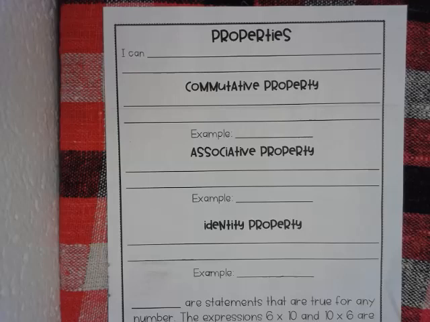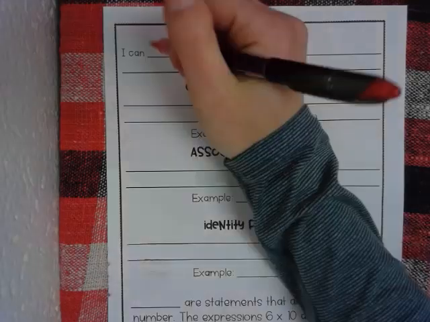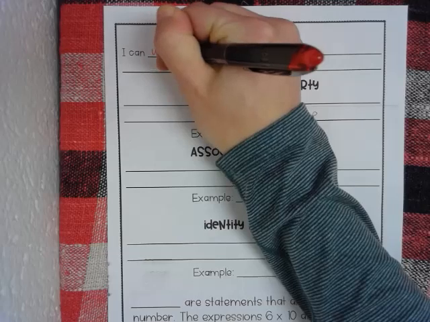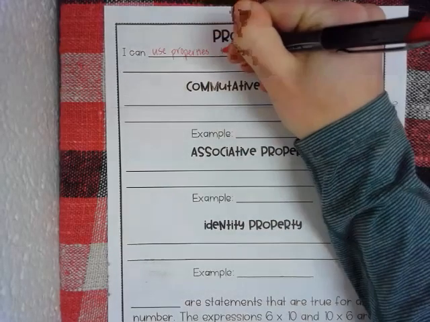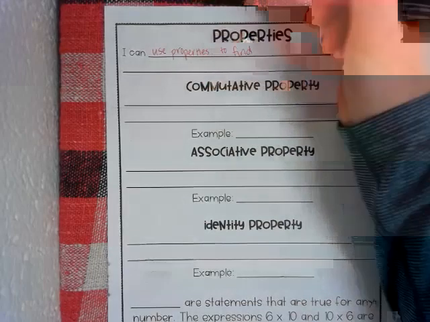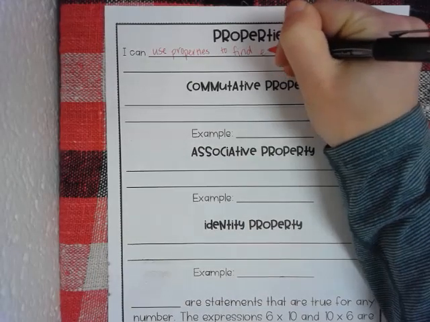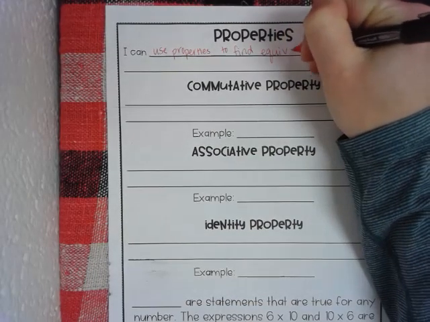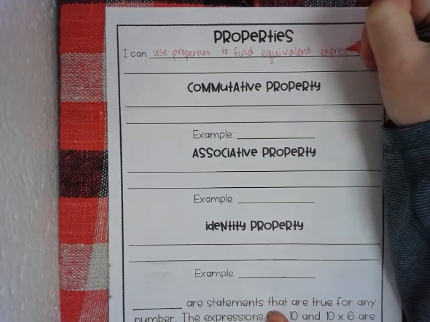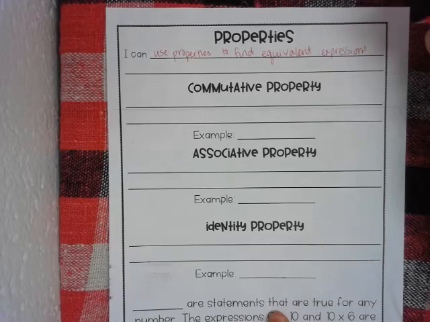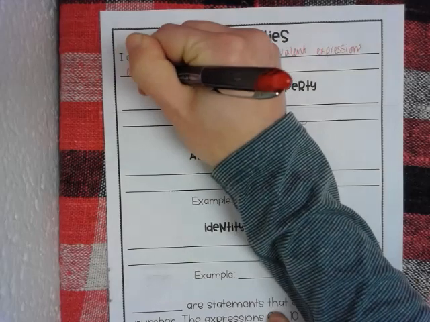Going to learn about some mathematical properties. So at the top, I want you to write the I can statement. And the I can statement for these properties is: I can use properties to find equivalent expressions and solve expressions.